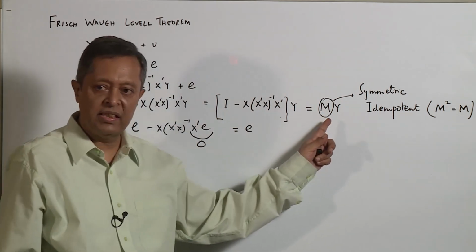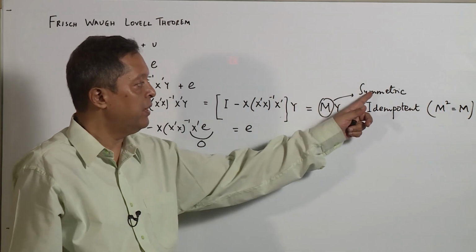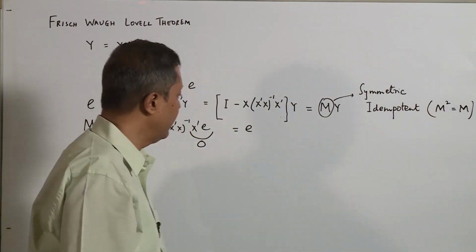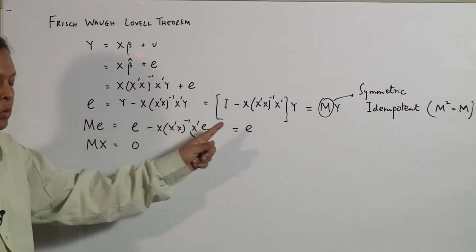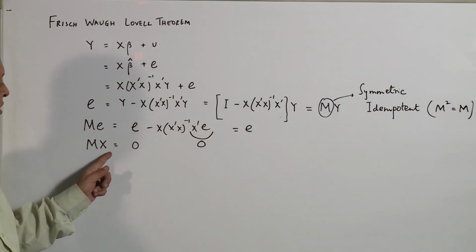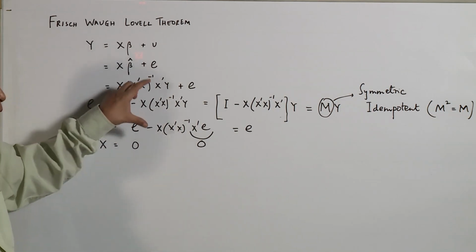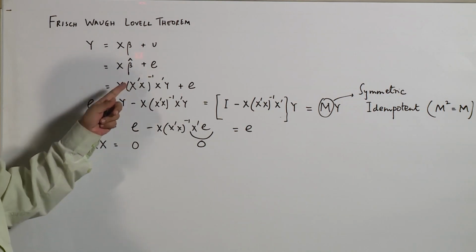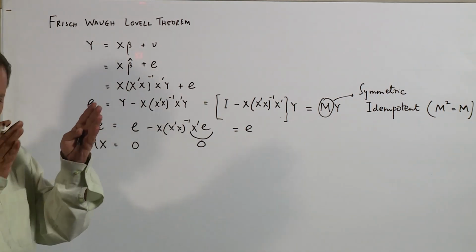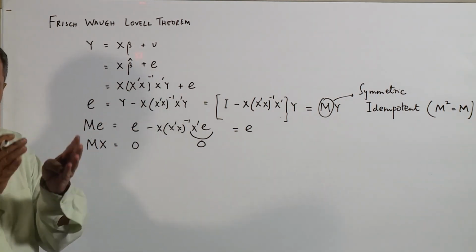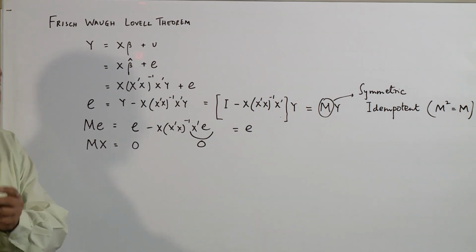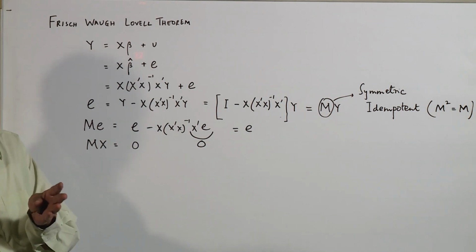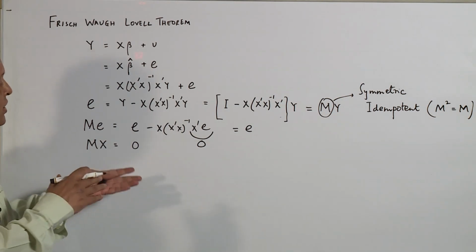So, M, the residue creating matrix, is a symmetric idempotent matrix. That means M square is equal to M. Further, M e is equal to e, and M times X is equal to 0. We will now use these properties to split this beta vector into two components. One may be from the first to the third, and the second may be from the fourth to the seventh, and we will see how to obtain one set of betas from this relation.